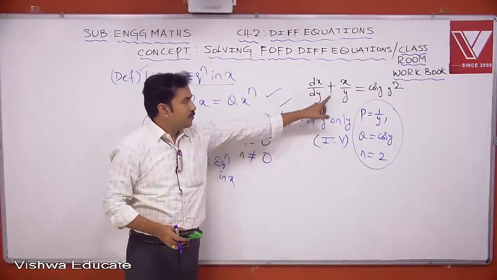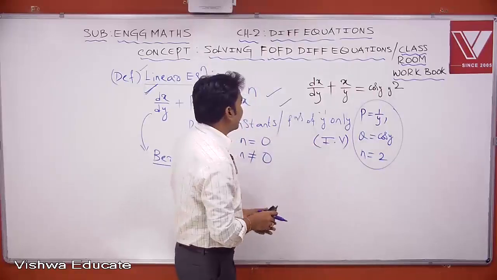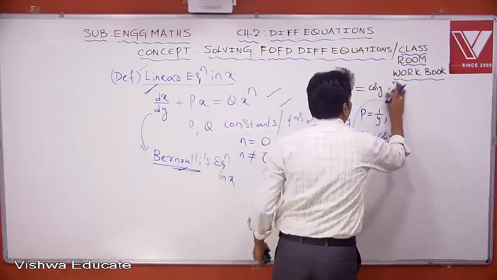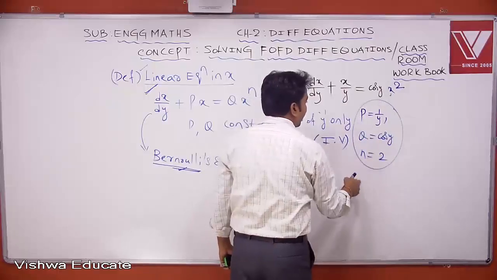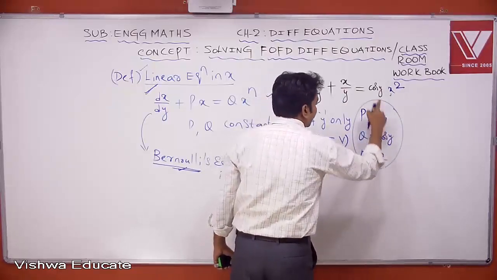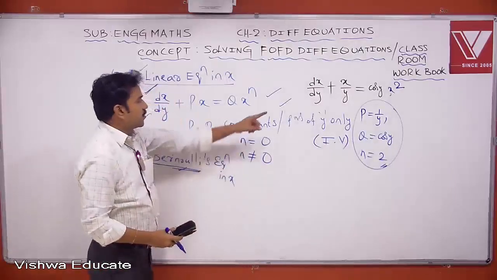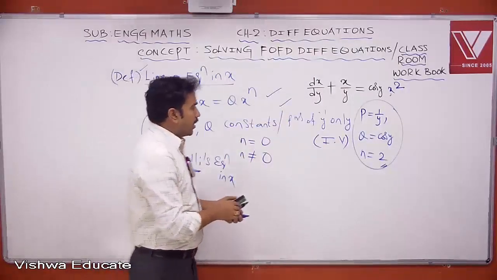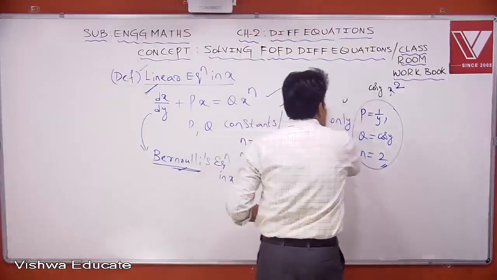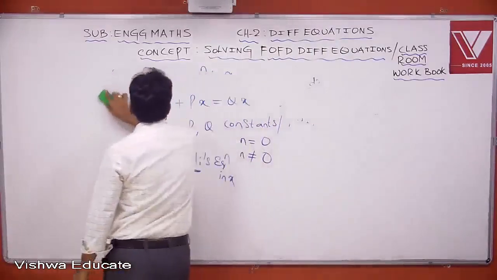dx by dy plus px equal to q into, sorry, this is x power n. So in that case, this is called Bernoulli's equation in X. P is 1 by y, q is cos y, and n equal to 2. Therefore, this is an example of Bernoulli's equation in X. Now let us try to find the general solution of Bernoulli's equation in X.